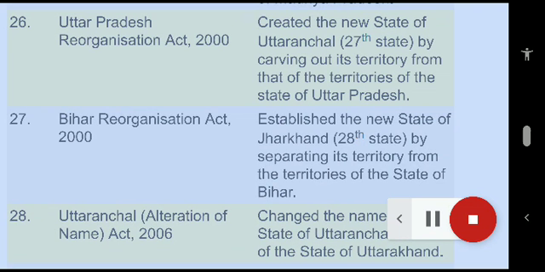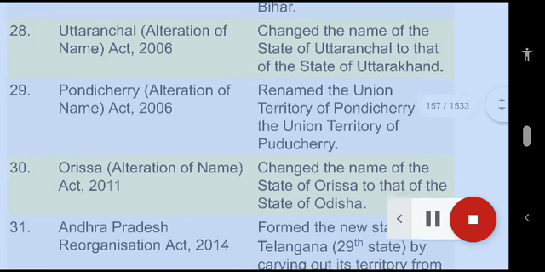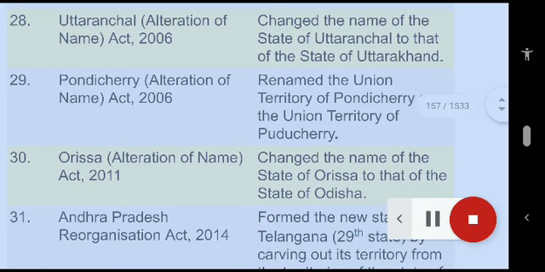27. Bihar Reorganization Act 2000 established the new state of Jharkhand, 28th state, by separating its territory from the territories of the state of Bihar. 28. Uttaranchal Alteration of Name Act 2006 changed the name of the State of Uttaranchal to that of the state of Uttarakhand.